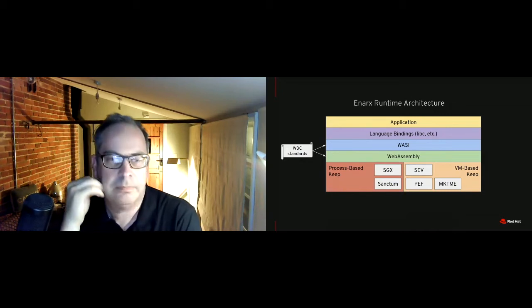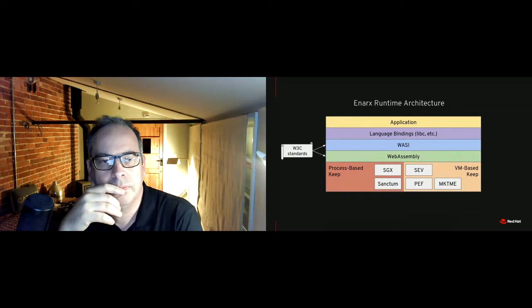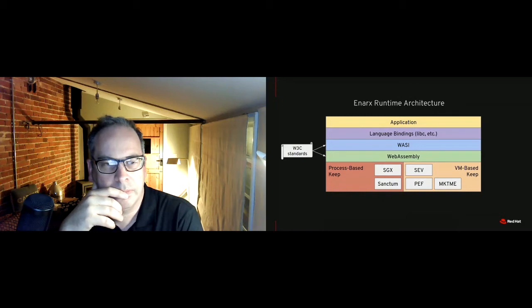So looking from our WebAssembly layer and above, we have WASI, which is the WebAssembly System Interface. This is an upcoming standard from the W3C that basically provides, you can sort of think of this as what POSIX is to a Unix syscall, WASI is to WebAssembly. So these give you system calls that allow you to do interesting bits of things. And then above this, of course, we have all our language bindings.